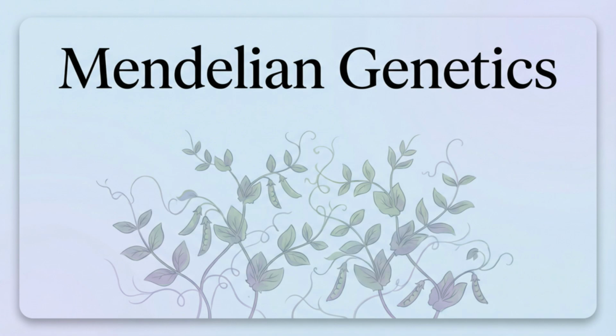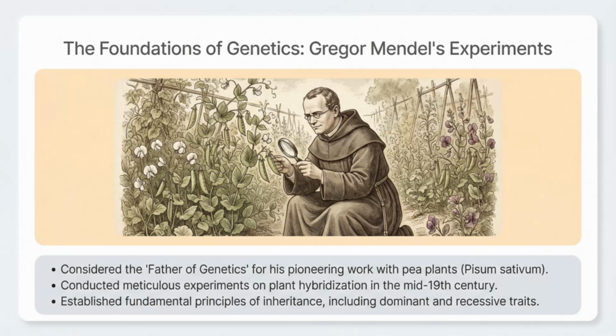Hello, everyone. In this session, we're going to dive into the roots of modern biology by exploring Mendelian genetics. We'll look at how a monk in a garden uncovered the basic rules of how life passes traits from one generation to the next. It all started with Gregor Mendel. He's often called the father of genetics because he was the first to rigorously study inheritance, or heredity, which is just the passing of traits to the next generation.